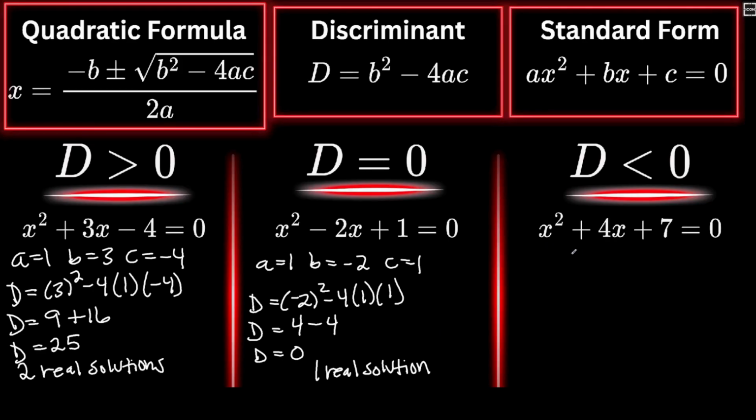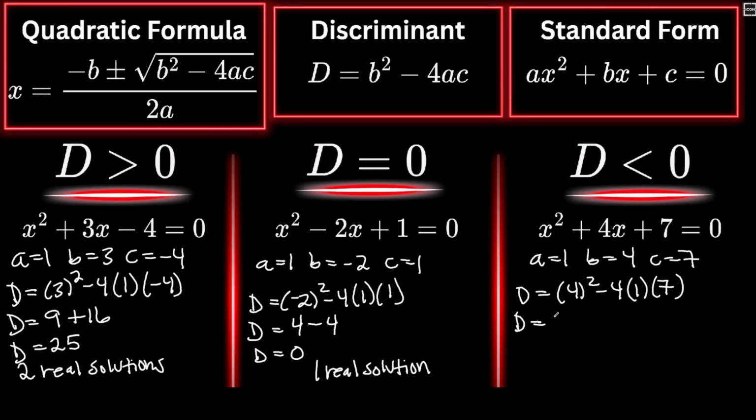Let's move on to the third and final case. We have A is equal to 1, B is equal to 4, and C is equal to 7. Then we use the discriminant formula, and we substitute these values into the discriminant formula. So we have b squared, which would be 4 squared, minus 4 times a, which is 1, times c, which is 7. So the discriminant would be equal to 4 squared, which is 16.